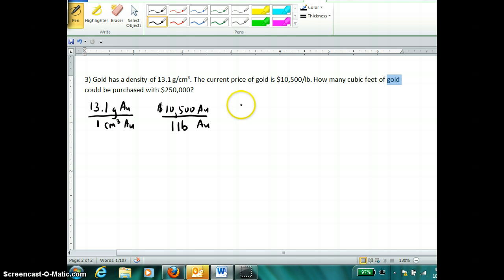Lastly, we are simply given a price value of gold, $250,000 of gold. But still I have a number, a unit, and a label. So I've completed step 1, transferring each of the given values to the paper as numbers with units and labels.